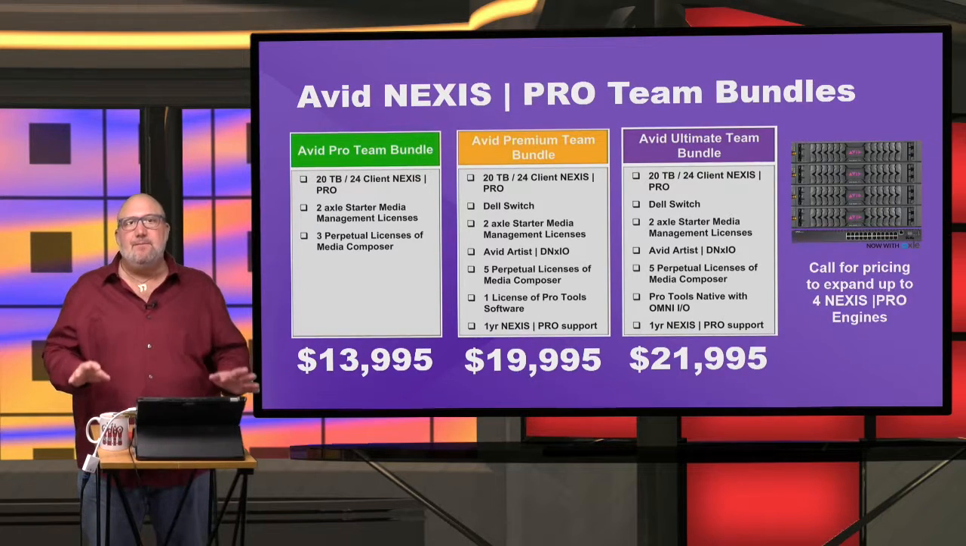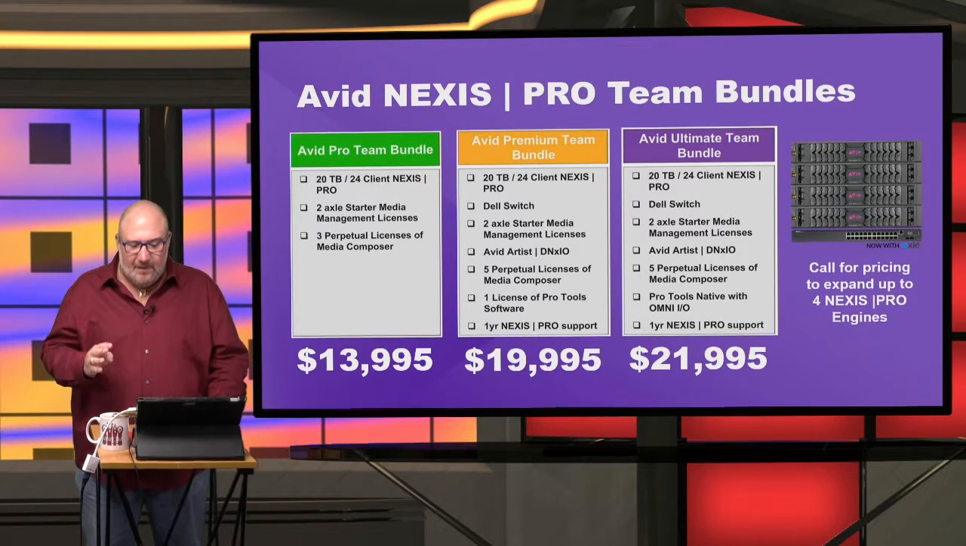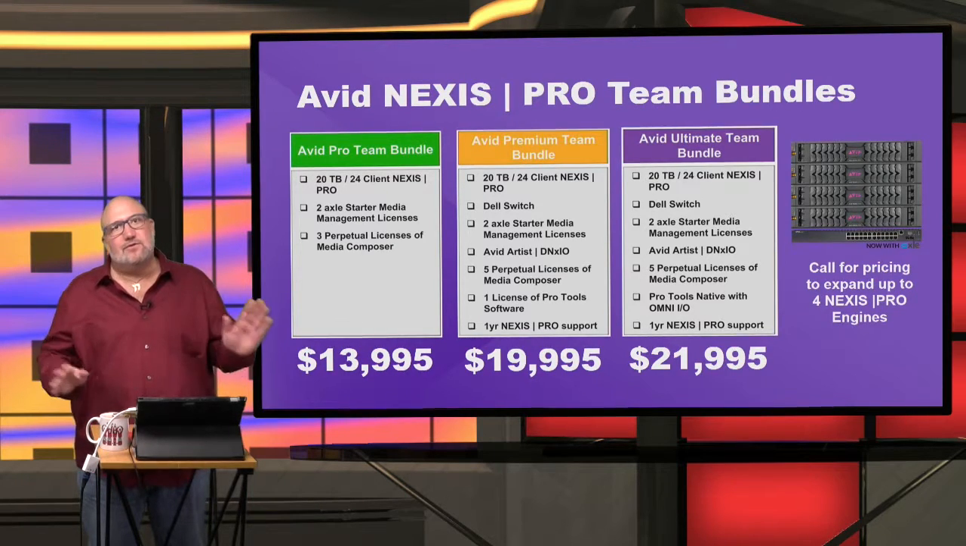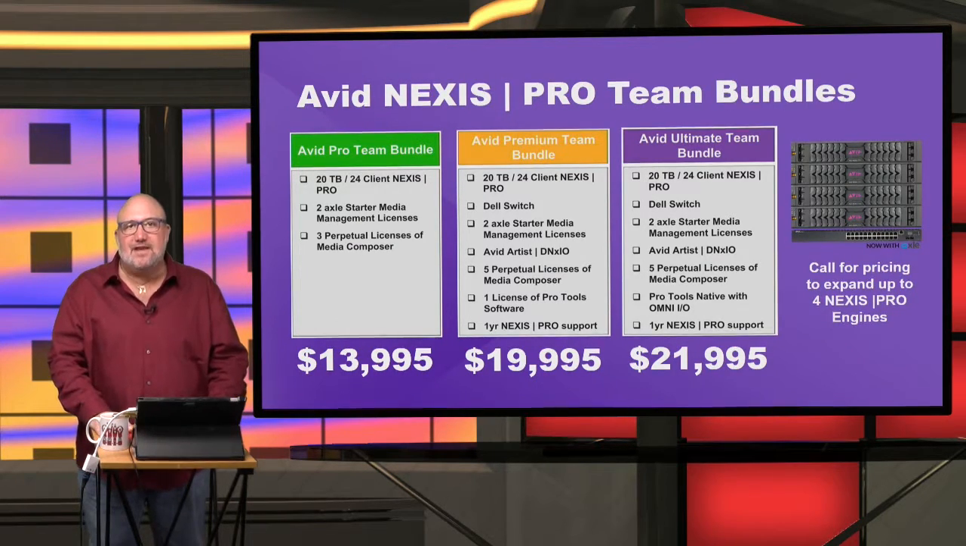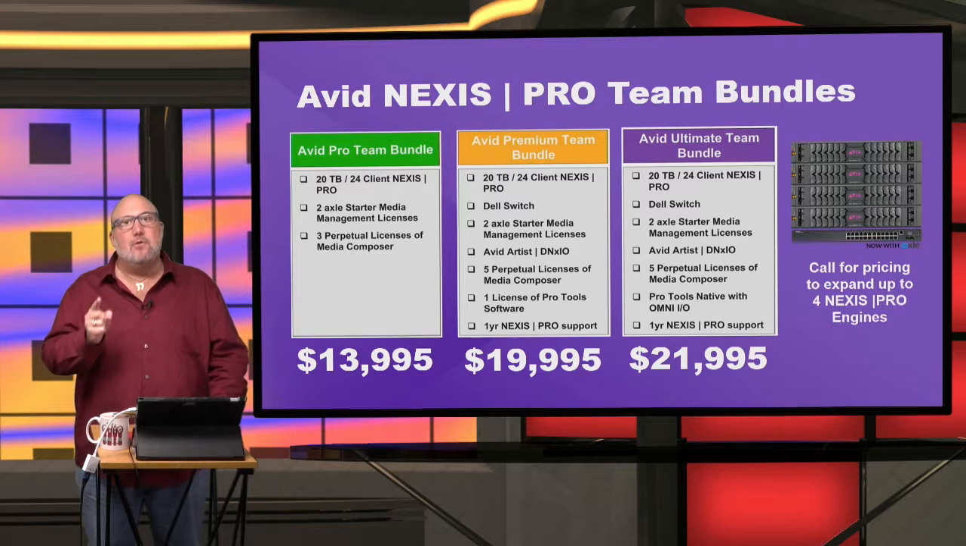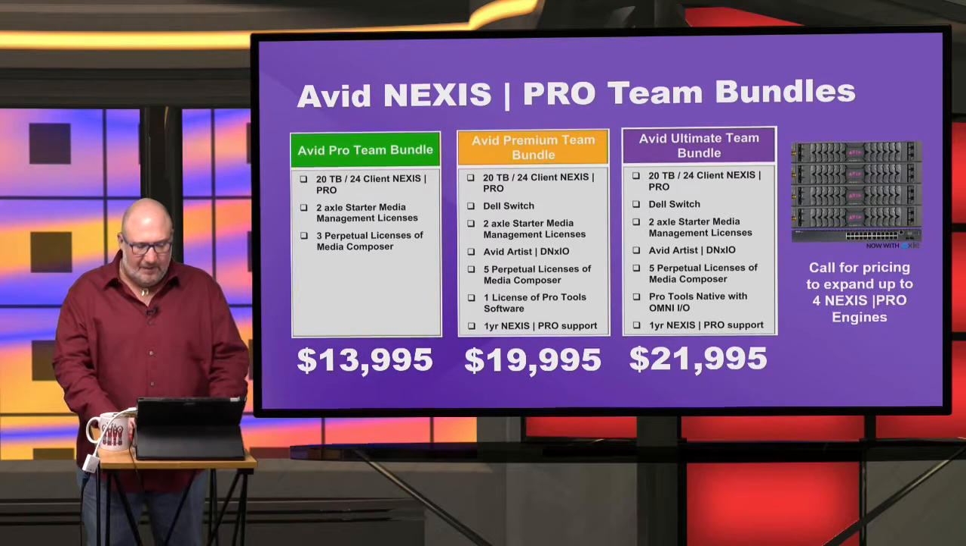What's really cool about these team bundles is we can make them even better. Why? Because we can let you add a second, third, or fourth Nexus Pro engine at tremendous savings. It's too crazy to go into all those different permutations of what you can save, but give us a call if you're interested in one of these team bundles and some additional storage with some additional engines, and we're going to blow you away with the savings that you're going to get.